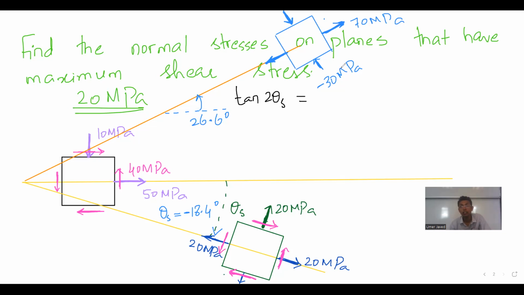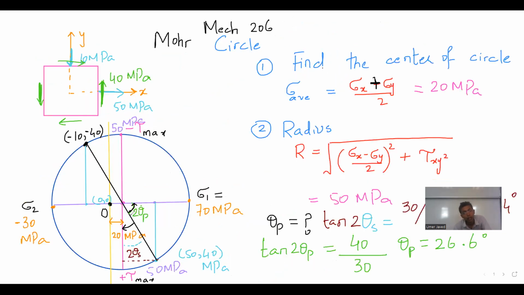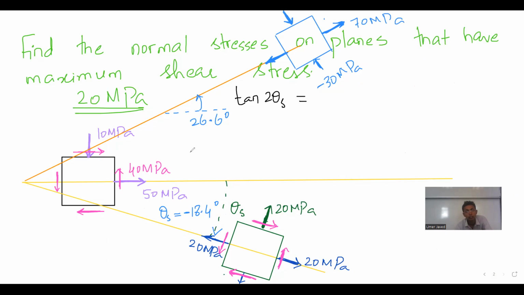So why does this plane have 70 and this plane have negative 30? Because as you go anti-clockwise from the plane, only then you arrive at 70. You go anti-clockwise from here, only then you arrive at this one. So you can call this S and this is your P.